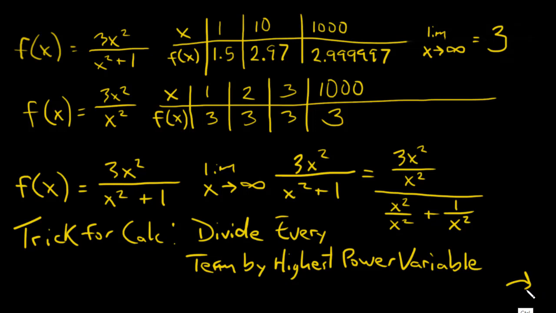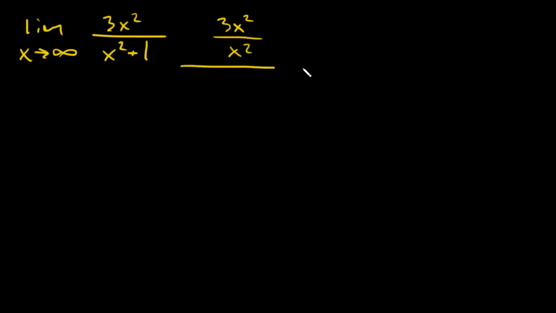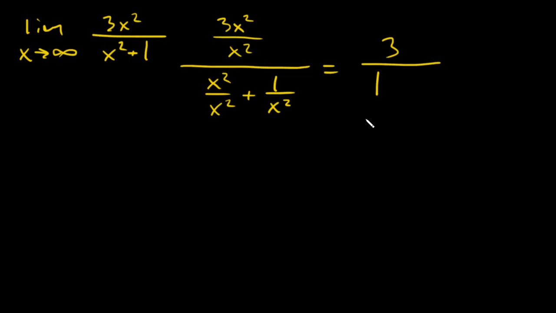So I'm going to clear this and start back over. I have the limit as x goes to infinity of 3x squared over x squared plus 1. And I said that I divide every term by x squared, so that becomes 3x squared divided by x squared over x squared divided by x squared plus 1 over x squared. Okay? So 3x squared over x squared becomes 3. X squared over x squared becomes 1. And then I have 1 over x squared.